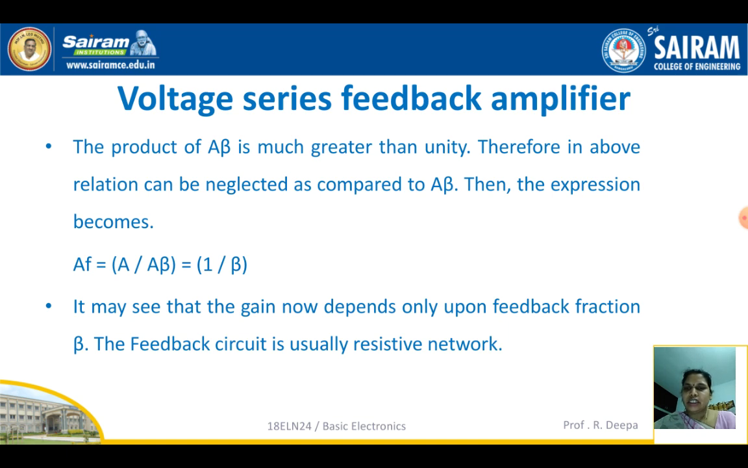And you can observe here the feedback gain depends only on the feedback fraction beta, not on the other parameters. And the feedback circuit, if you observe, is usually a resistive network. Finally, we can write the expression for the voltage gain with feedback as AF is equal to 1 divided by beta. And the gain depends only on the value of beta.